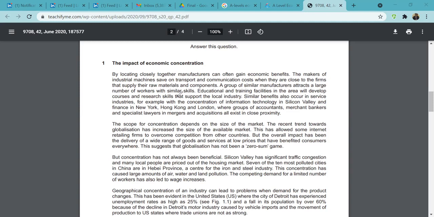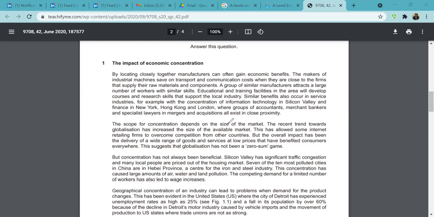We already know that there are different hubs in the world. Silicon Valley is the hub of all the IT companies: Amazon, Google, Facebook, and so on. On the other hand, when we talk about finance, New York, London, and Hong Kong are big financial hubs of the world. So this is what the case study is talking about.